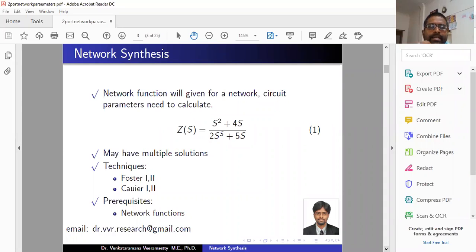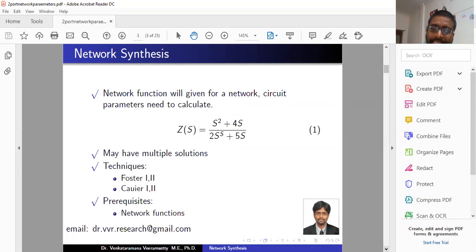By using the network function, I want to find the circuit elements. If the circuit elements are available, I can calculate the response, which is what we do in network analysis. But if some network function is available, that may be an impedance function or an admittance function, then by using that function I am going to estimate the topology of the electric circuit: how the electric circuit looks, how we connect the series and parallel combination of the passive elements, how we design the circuit based on the network function.